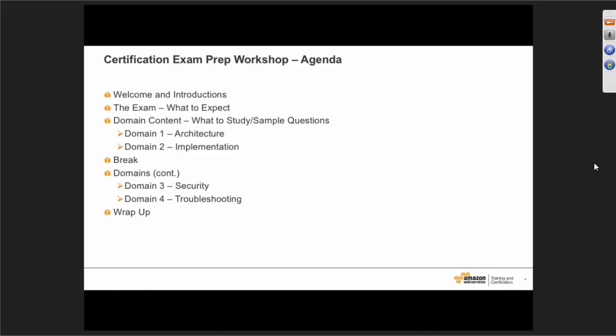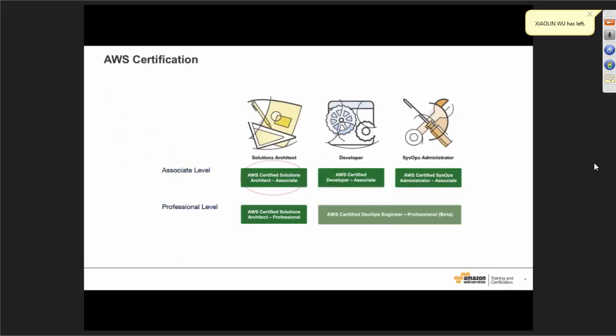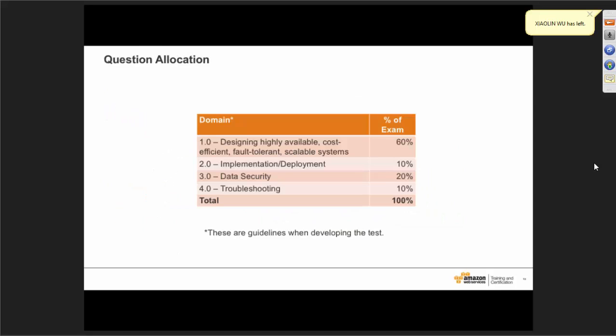So in terms of important points, Johan, I'm not sure if you had specific things you were looking for, but really the thing boils down to knowing that there are 4 kinds of sections of where the questions come from: architecture, implementation, security, and troubleshooting, and then knowing the breakdown of where those questions flow from. So there's 60% from design, 10% from implementation and deployment, 20% from security, and 10% from troubleshooting.